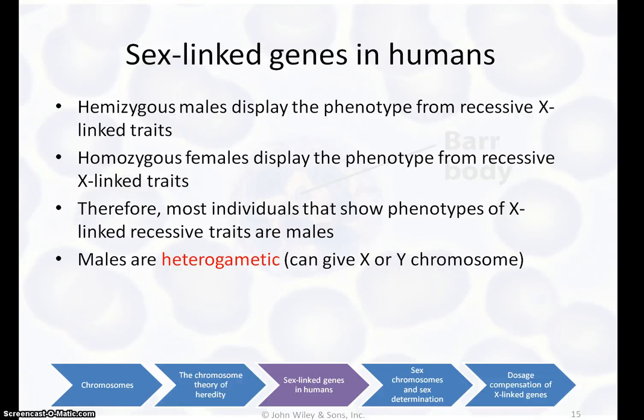Now, just a few vocabulary words. Males are heterogametic, which basically means that they can form different types of gametes, one with an X chromosome and one with a Y chromosome, so they can essentially give an X or a Y to their offspring. Whereas females are what we call homogametic, because they can only give an X chromosome. All of their gametes are the same with respect to the sex chromosome.